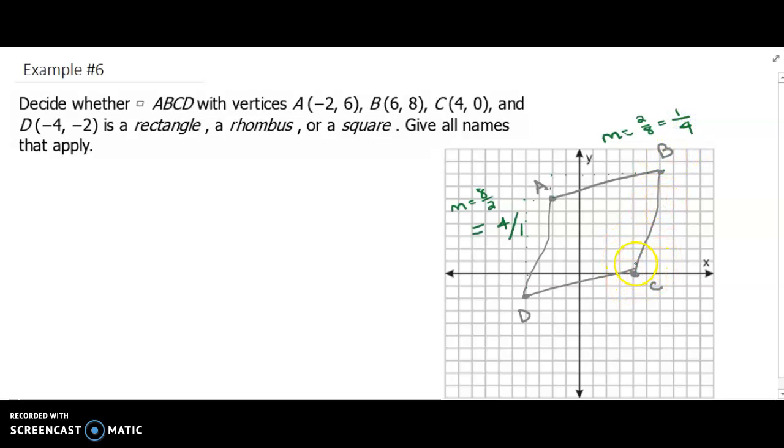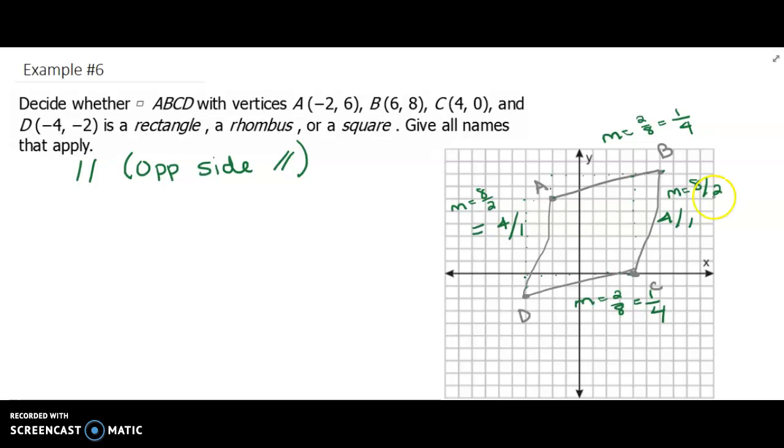And then B to C, I'm going up 1, 2, 3, 4, 5, 6, 7, 8 over 2, which reduces to 4 over 1. And then I'm going up 1, 2, and over 1, 2, 3, 4, 5, 6, 7, 8. So slope is 2/8, or 1/4. So just by that, I can say it's a parallelogram because opposite sides are parallel. Okay. Remember, to be parallel, you have to have the same slope. Okay. Now I need to see if it's a square, a rhombus, or a rectangle.